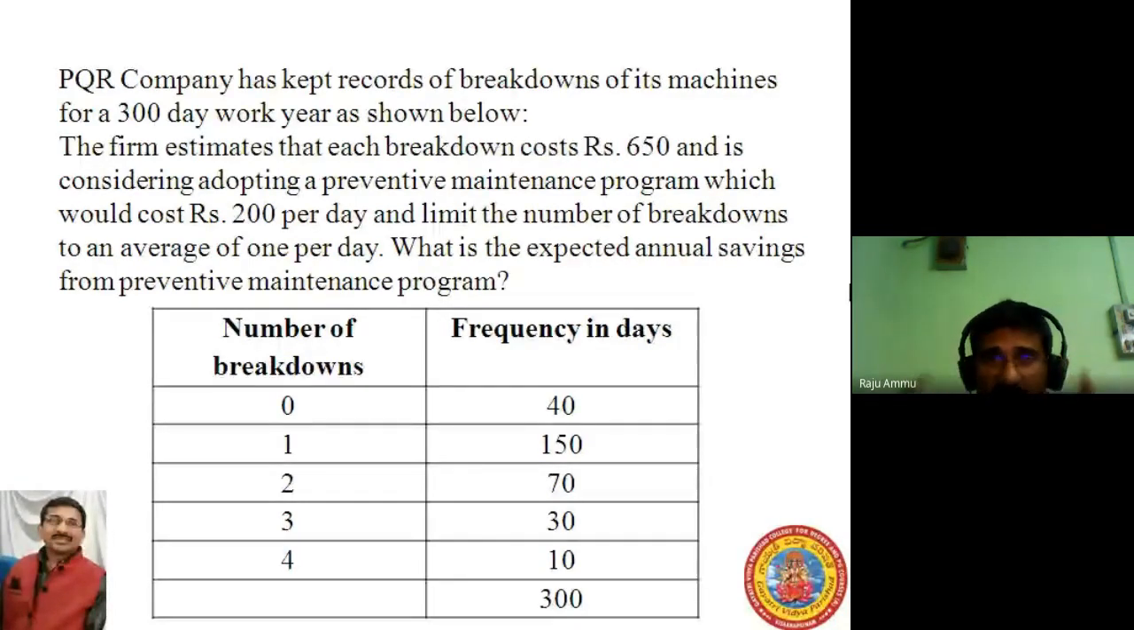Well friends, so here is the data which is given to you. What is the data given to you in a table? A number of breakdowns are given. Of course you know pretty well that only the breakdowns data will be given to you. Okay, so the number of breakdowns and the frequency of hits happening in days are given to you.